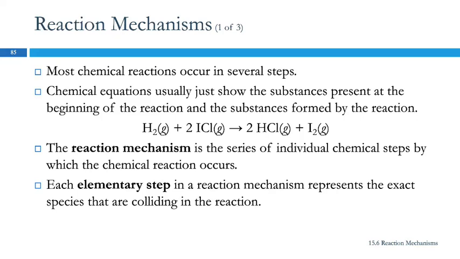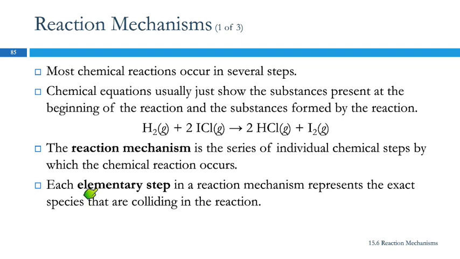Reaction mechanisms. Most reactions occur in several steps. And the chemical equation that we're familiar with only shows the substances that are present before the reaction starts and the substances that are formed by the reaction and remain afterwards. It doesn't show any of the intermediate products. So a reaction mechanism is a series of individual steps by which the reaction actually occurs.